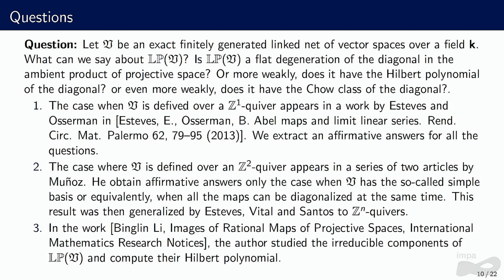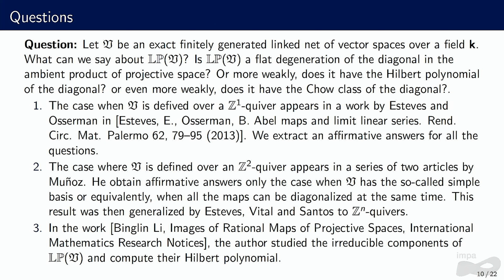So we look at the literature for some answers. The case of finitely generated linked nets over a Z1 quiver already appears in the work by Esteves and Osserman on Abel maps and limit linear series. They consider this very particular case where, in a Z1 quiver, all the maps can be diagonalized at the same time. This implies that the linked projective space in this particular case is a flat degeneration of the diagonal.